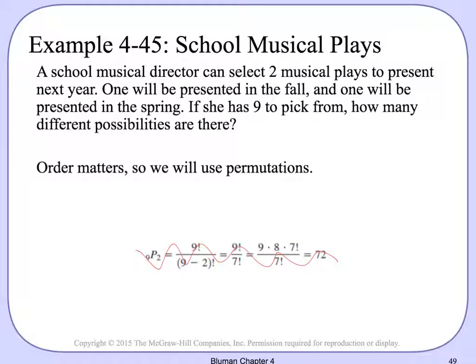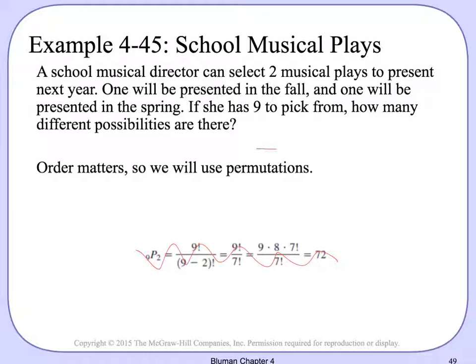Like, it's different. We have a director here. If Miss Williams chooses to do a musical in the fall and then a play in the spring, that's different than a play in the fall and a musical in the spring. So it's different when they switch them around. So the order does matter. If you have 9 things and you're trying to pick 2 and you're trying to figure out which one you want fall, which one you want spring, you're putting them in an order, right? Okay? So 9p2, right, is what you can do on your calculator.